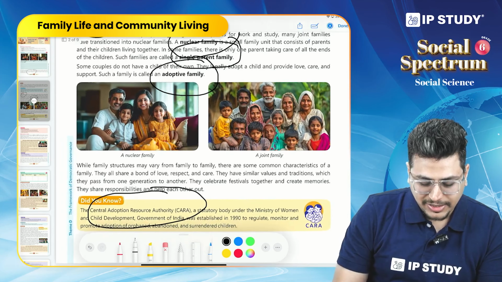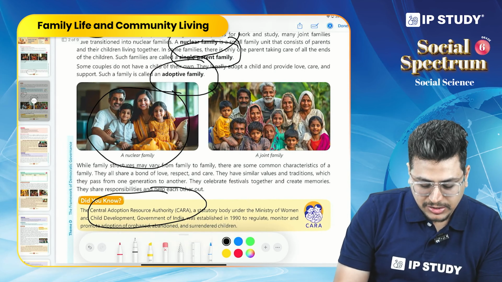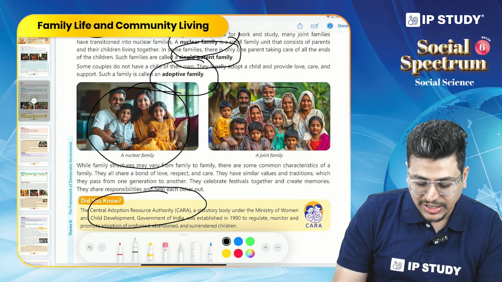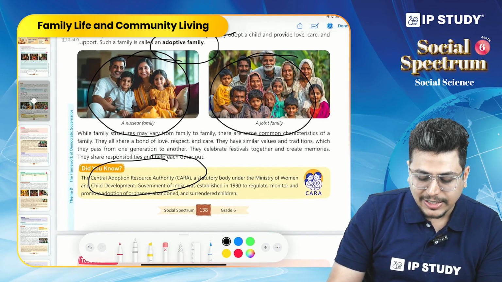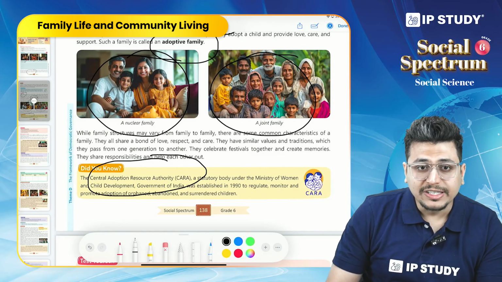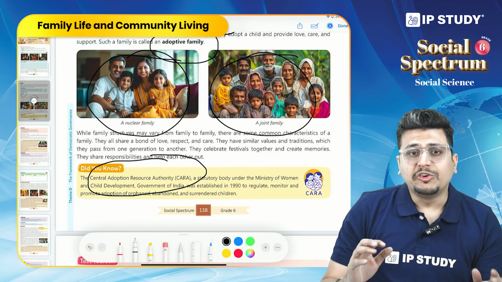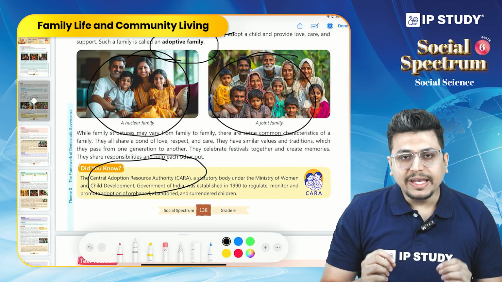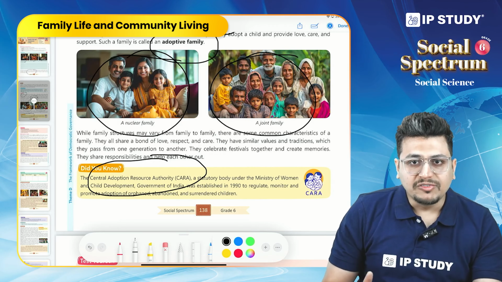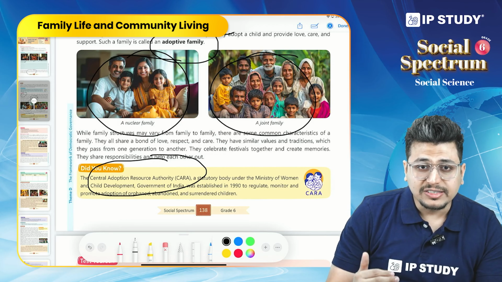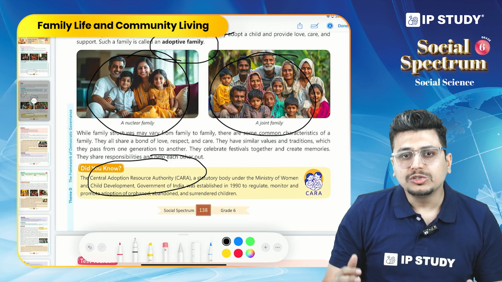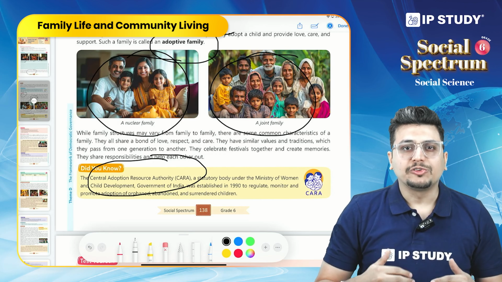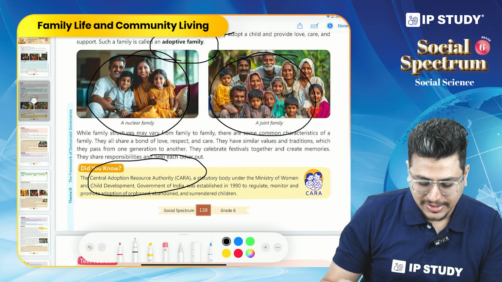And you see, here we have the picture of a joint family, of a nuclear family and a joint family, and you can see they all are living together. So no matter what the family structure or the family type is, in any kind of family there is love, there is respect, there is trust, there is care. So all those positive feelings are there for all the family members, right?